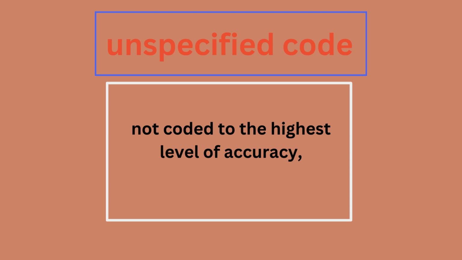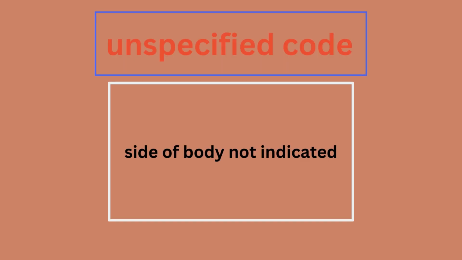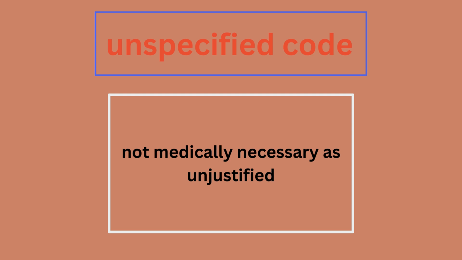As for unspecified codes, they are often rejected, especially if another code is available that is more accurate. For example, if the side of the body is not indicated when it should be, or the description is too general.